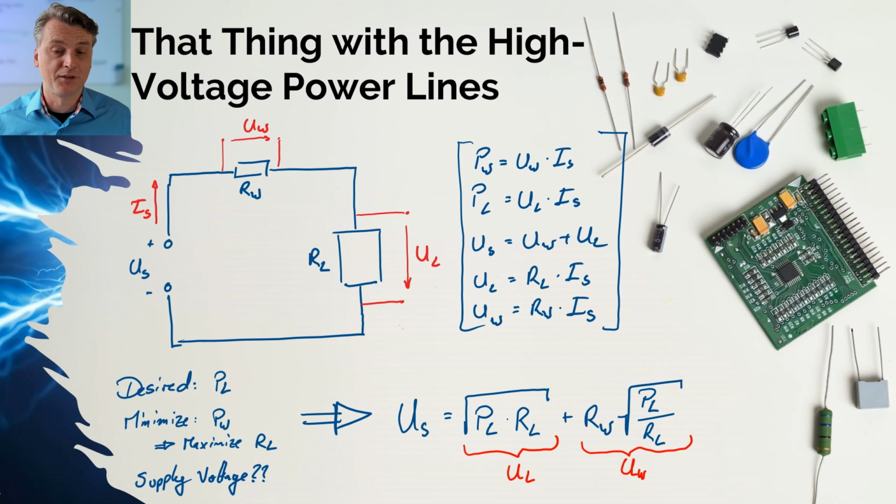We want it small because the resistance RL is in the denominator there. Notice that we need to increase RL. Well, if we increase RL, we need to increase the supply voltage. That's where that comes from.